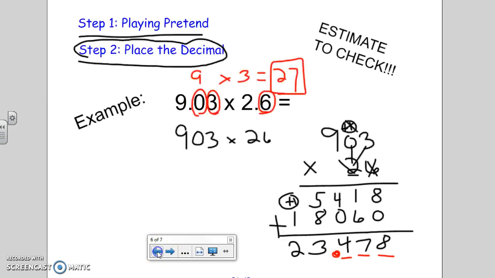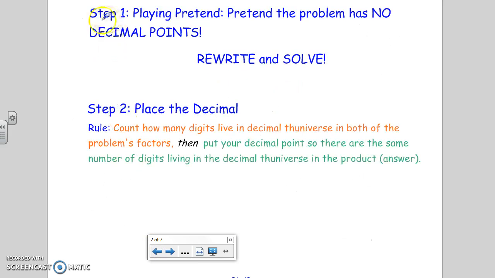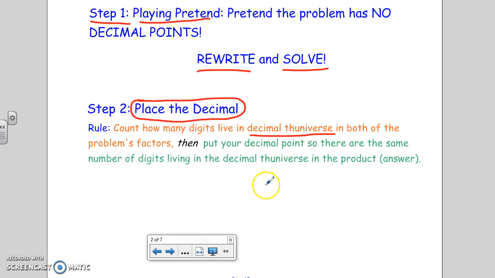Ladies and gentlemen, you can see we are finished, but you can watch this video again, and you can look back and listen, but it goes back to the same old, same old. Step 1, playing pretend. You know how to multiply whole numbers. Pretend there's no decimal points, and rewrite it and solve it. Once you have the digits, now you need to place that decimal point by counting the digits in the decimal universe and making sure that the answer has the same number of digits in the decimal universe.